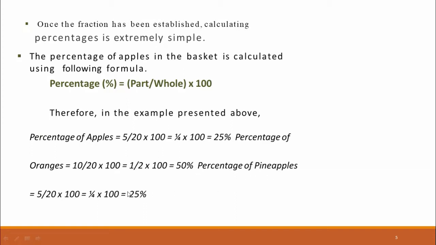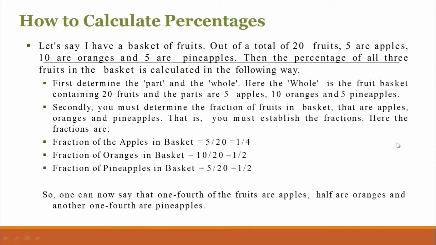Now the pineapple percentage, part divided by whole multiplied by 100. So 5 by 20 means 1 over 4, which is equal to 25%. So 25% is apple, 50% is orange, and 25% is pineapple. So dear students, through this example we obtain the formula, the procedures, and the explanations of calculating the percentage.